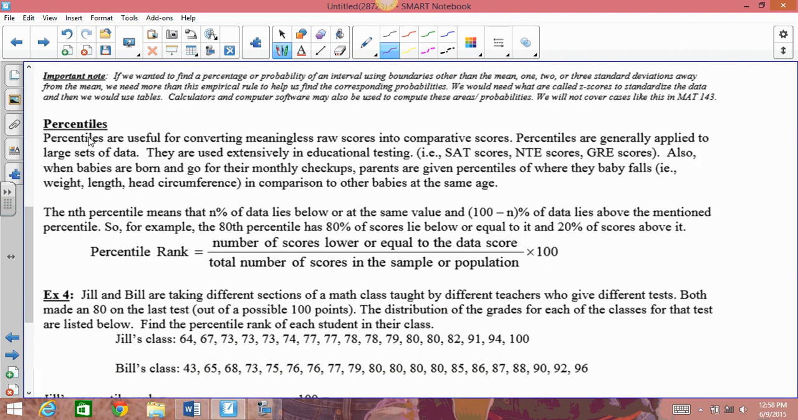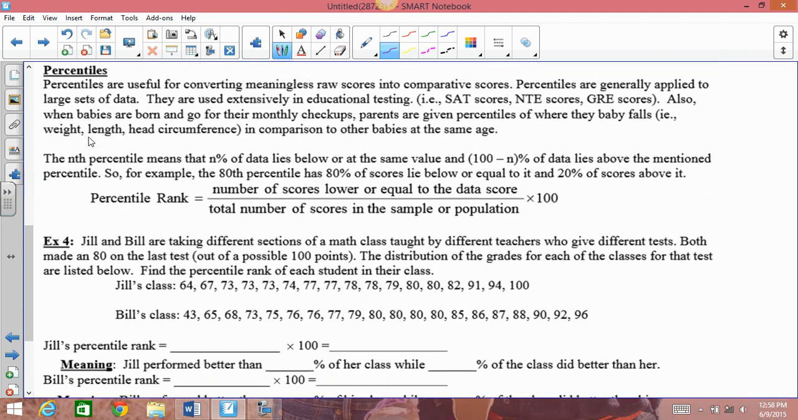We'll move on down to percentiles. This is a formula that's on your formula sheet. Commonplace that you've probably seen percentiles, it would be, if you've ever taken a standardized test score, or your child, or even when newborns go for their checkups, they're always given a percentile ranking based on their height, their length, their weight, and that sort of thing.